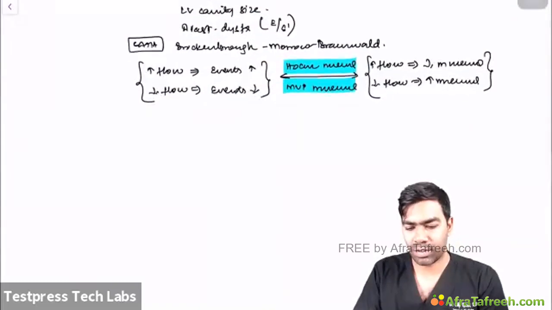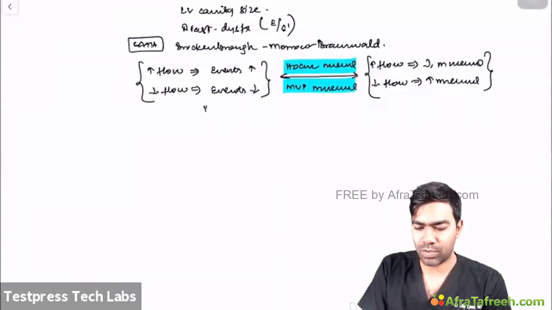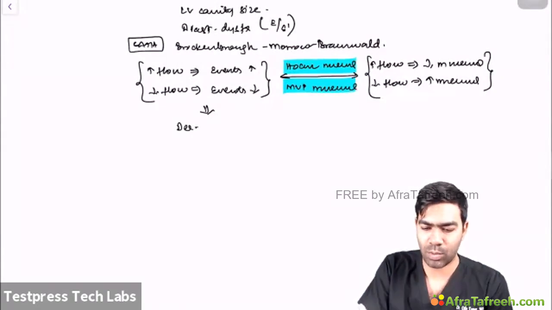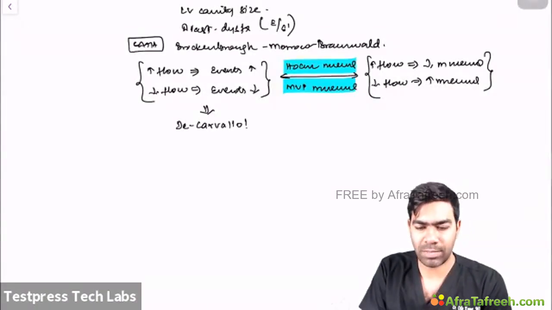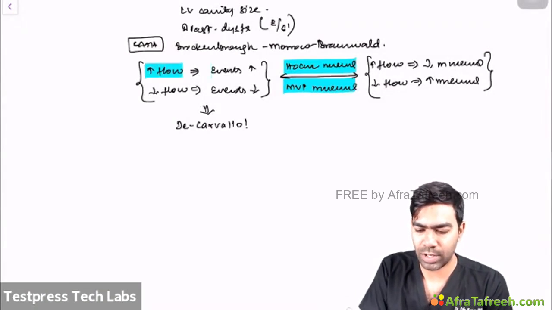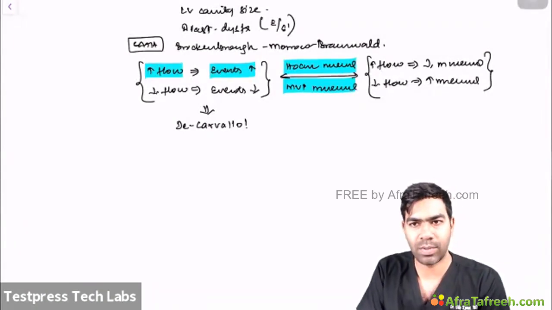Same thing happens. So first let us see. This was first started with something called De Carlos law. Can anyone tell what you mean by De Carlos law? De Carlos used the same principle: whenever you increase the flow, events in that particular area will increase.